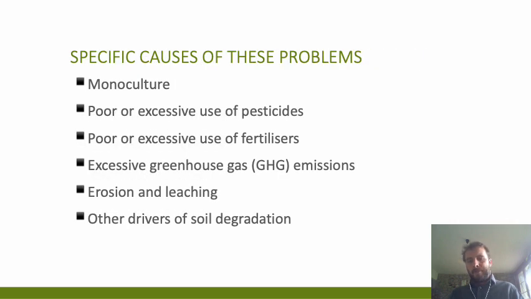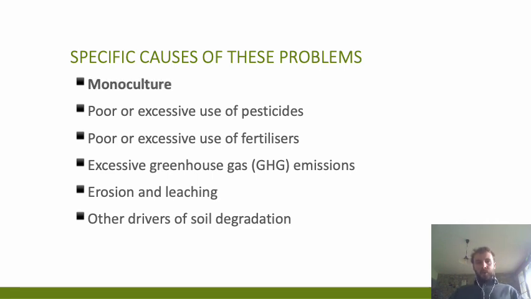So now we'll introduce some specific causes to these different problems that we just saw. So we have, for instance, monoculture. We have the poor or excessive use of pesticide or of fertilizer. We have an excessive greenhouse gas emission of agriculture. We have erosion and leaching, and other drivers of soil degradation. So now we will go a bit deeper into these different causes of the problems of conventional agriculture.